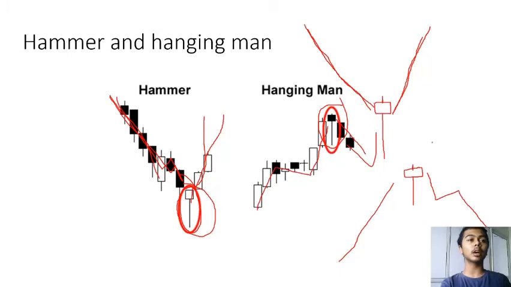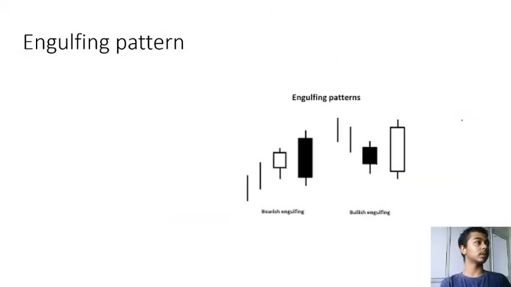Otherwise, let's say the trend is like this, like this, like this, and then the pattern forms, then it does not really matter to us. Okay, next is the engulfing pattern. Even this occurs on a trend. So this is the bearish engulfing and this is the bullish.